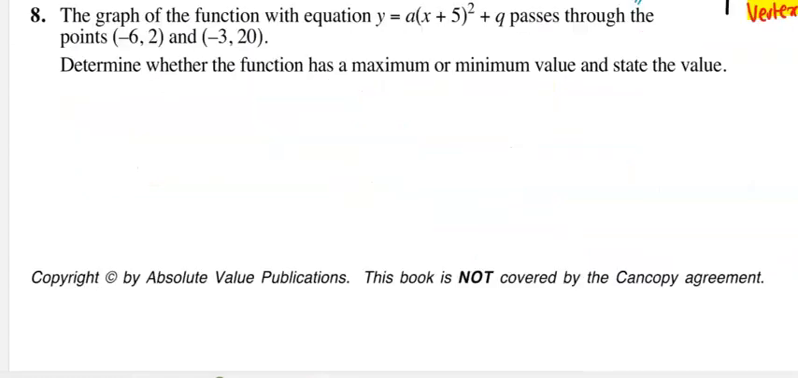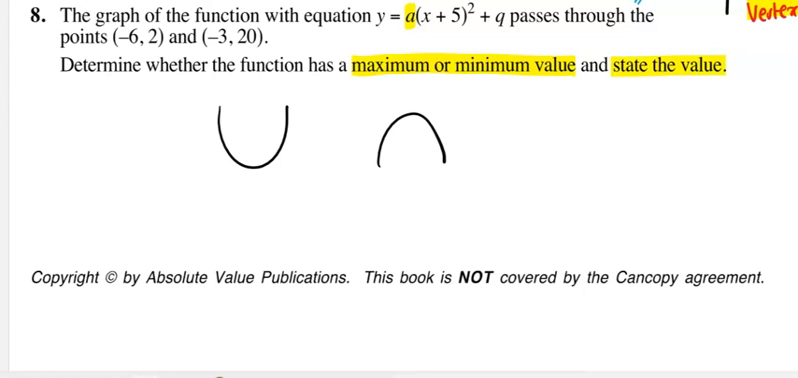Question 8 is rather similar to the previous one, but this time, instead of actually solving for the q value, it's asking you whether the function has a maximum or minimum value. So what you're going to be doing here is solving for the value of a. If it's positive, then we know that we have a minimum value. If it's negative, then we know that we have a maximum value. And it asks us to state the value.